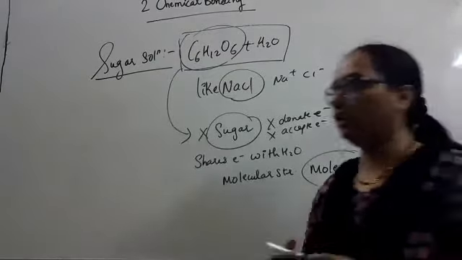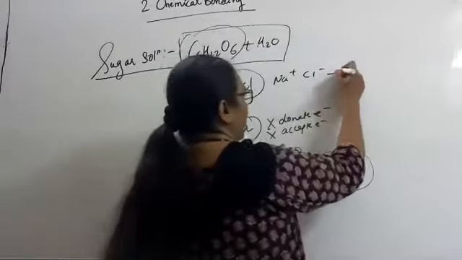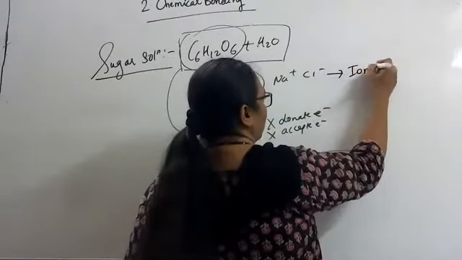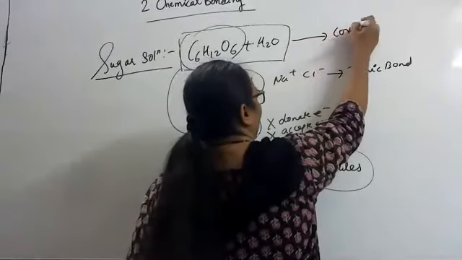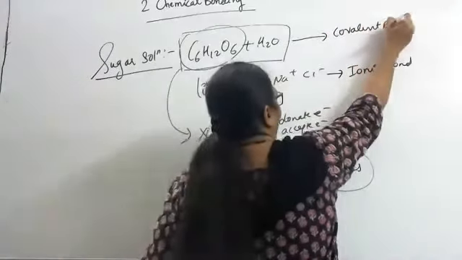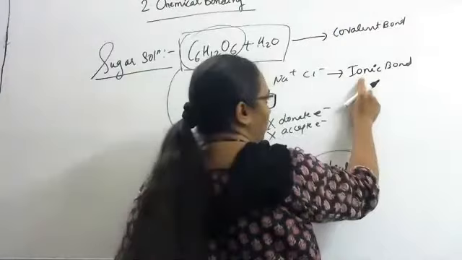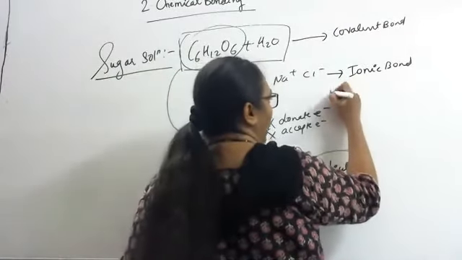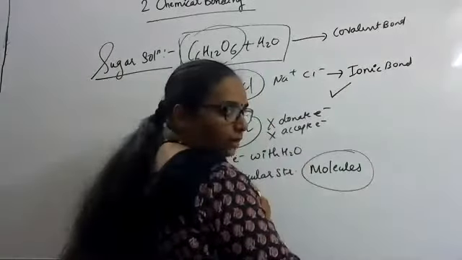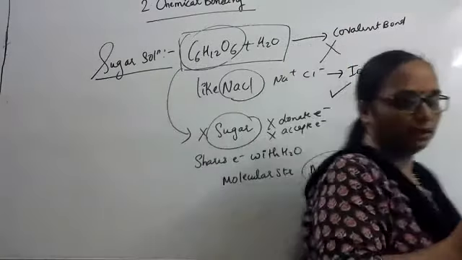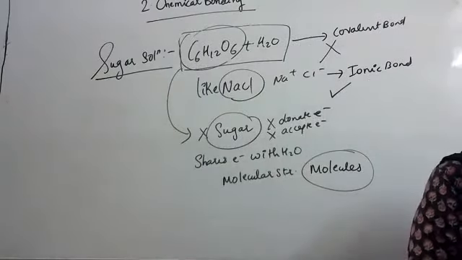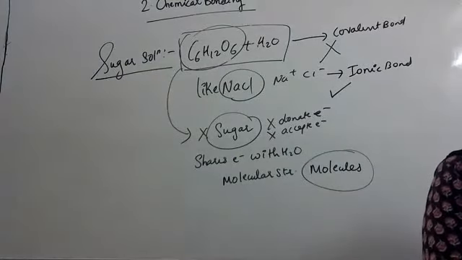Okay, one easy thing you have to remember: NaCl is an ionic bond and sugar solution has a covalent bond. Covalent bond means sharing of electrons, ionic bond means transfer of electrons. Ionic bond always conducts electricity. Covalent bond does not conduct electricity. So that is the reason. Only one sentence answer. Write the answer.